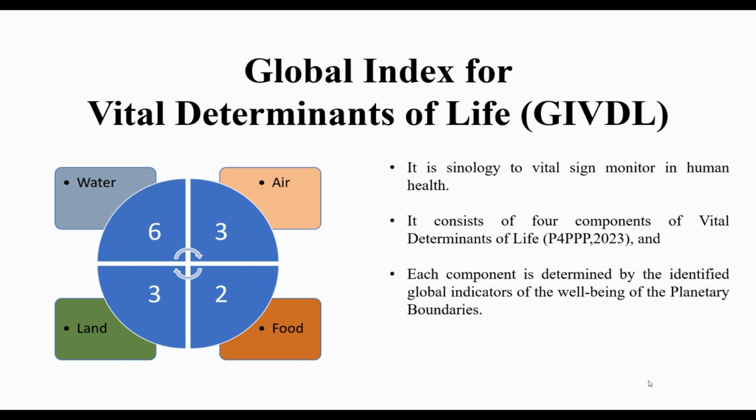Now I am going to summarize key features in this slide. As you know, it is an analogy to a vital sign monitor in human health. It consists of four components of VDL, and each component is determined by the identified global indicators. Currently, we propose to use indicators in the planetary boundaries framework. Those indicators are global level indicators of each VDL.